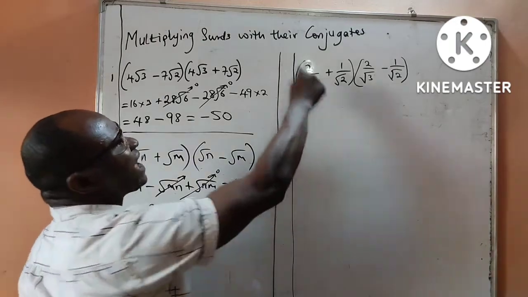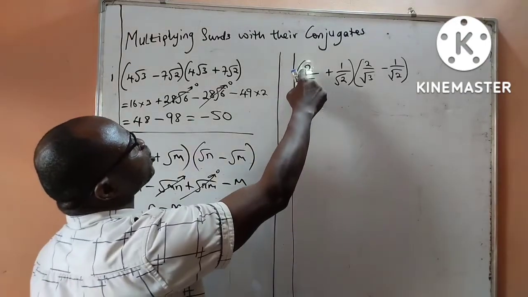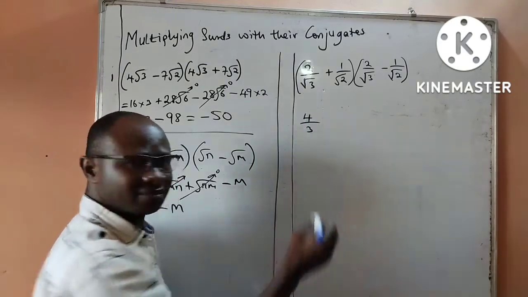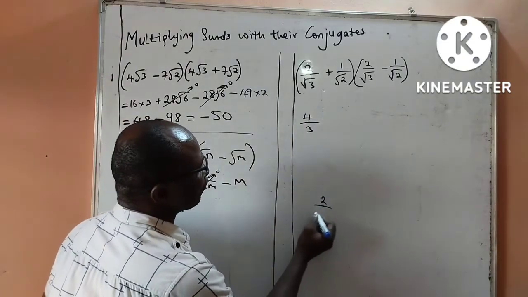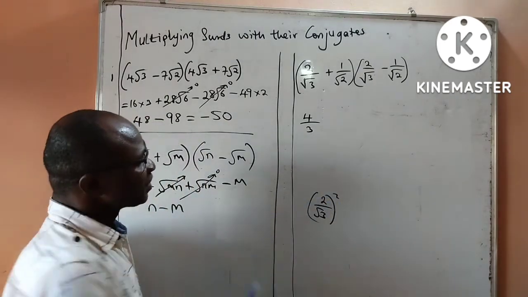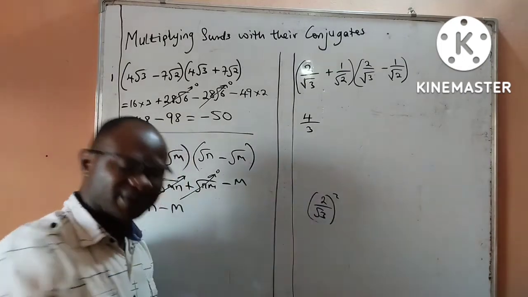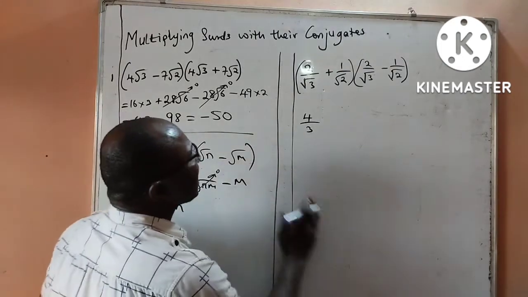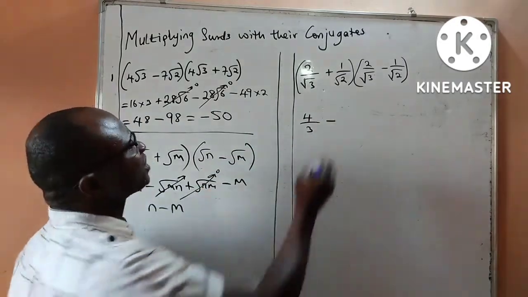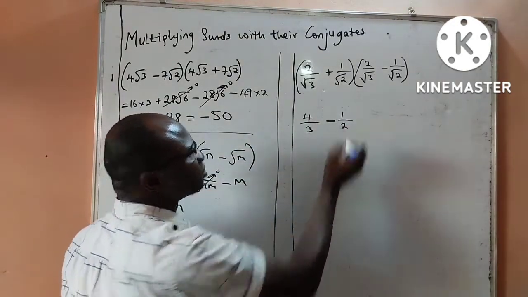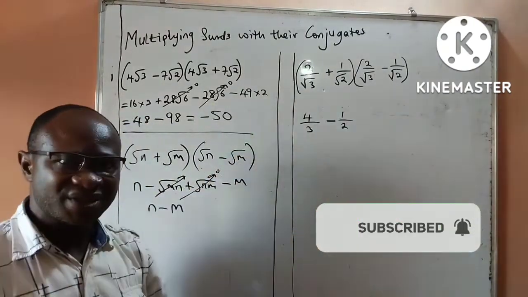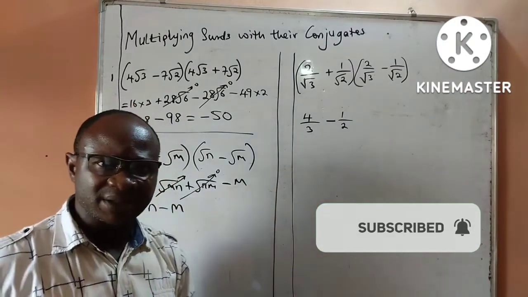We simply square the first surd, which is 2 over root 3. When I square it, I'll get 4 over 3. That is 2 over root 3 all squared. 2 squared is equal to 4, and root 3 squared will give me 3. Alright? Minus the square of 1 over root 2, which is going to give me 1 over 2. That is the result. I find a difference in the squares instead of multiplying it out.